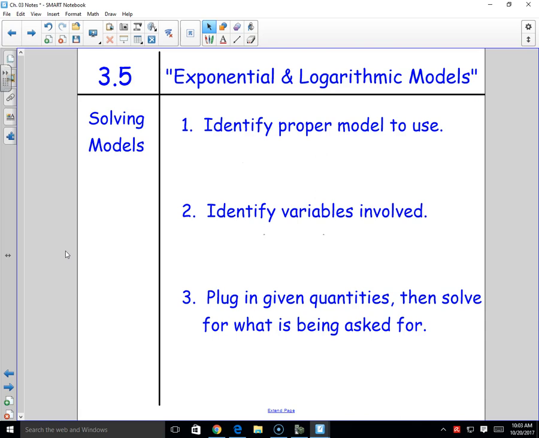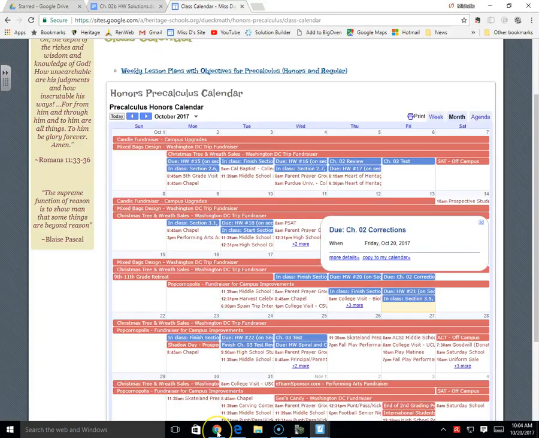Exponential logarithmic models. What? We're still doing exponential and logarithmic. What was the title of the chapter? Exponential and logarithmic. Yeah, we're kind of doing that to the end. What's the end? 3.5. What? You guys not look at the calendar closely? No. Wait, what? I thought that.